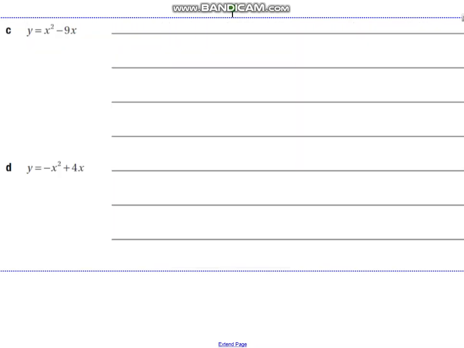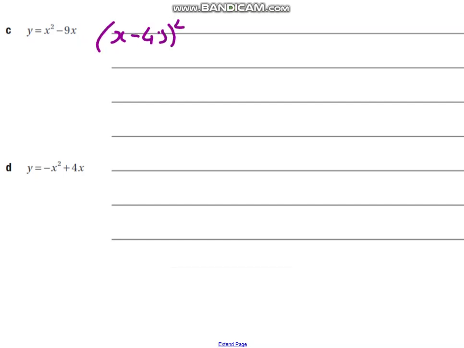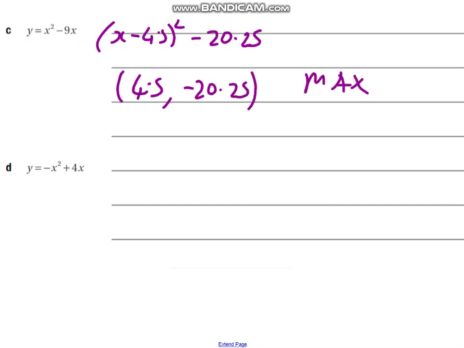Okay, x squared minus 9x, so this is a decimal, so x minus 4.5 all squared minus 20.25, and so it's at 4.5, minus 20.25, and because that is positive, it's a max. It's a min. It's definitely a min. It's definitely not a max. Not getting confused. The next question's coming up.